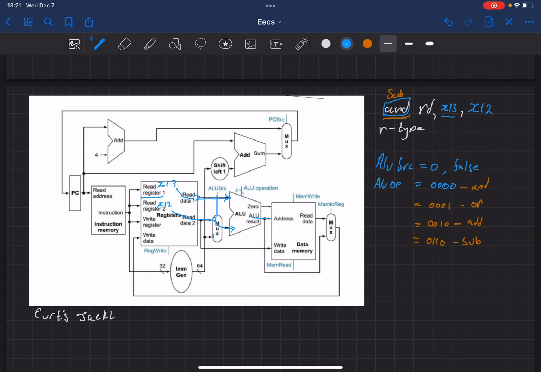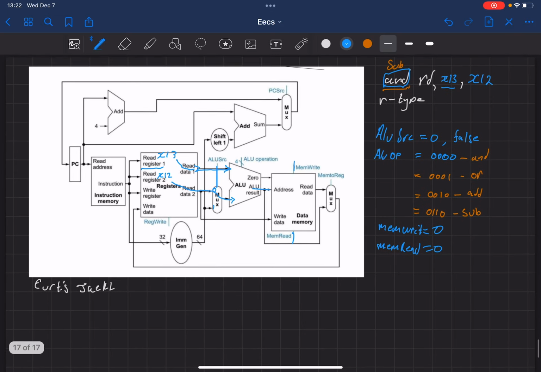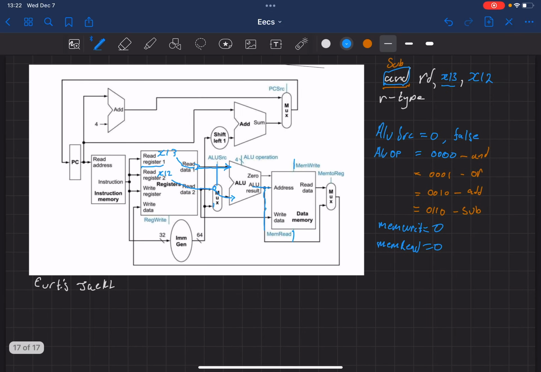What we must ask ourselves is, are we wanting to store the ANDed value in the memory? No, we do not. So both memwrite and memread are going to be 0. Memwrite, because we're not writing to the memory, is going to be 0, and we're not reading from the memory, so it is also going to be 0. Now, since we just bypass the memory, we're going to go all the way down here, and then we're going to go up to this mux.